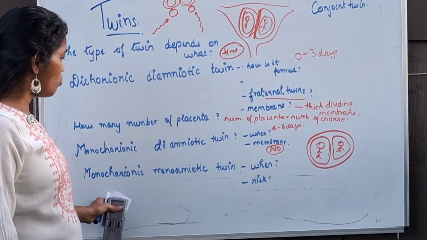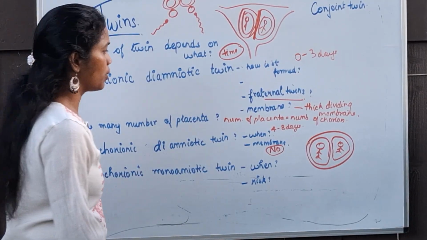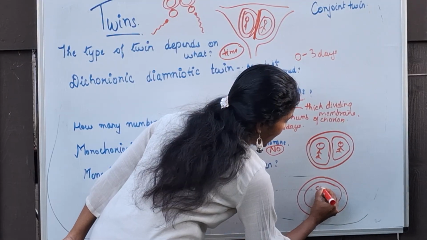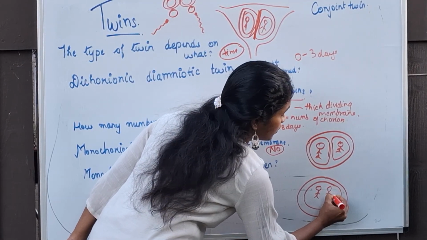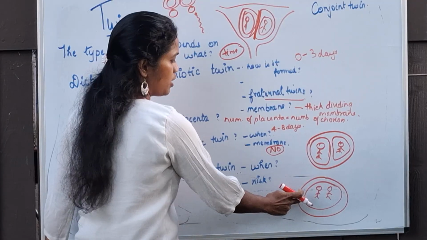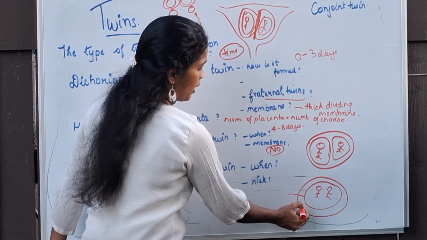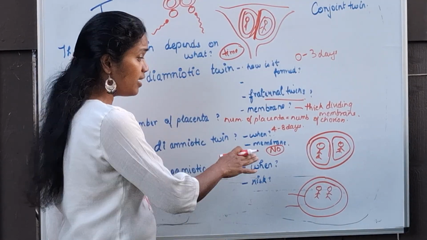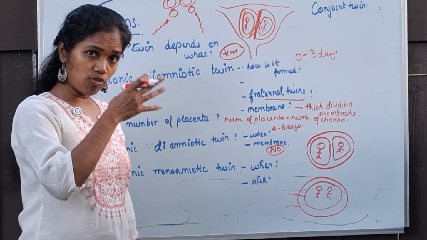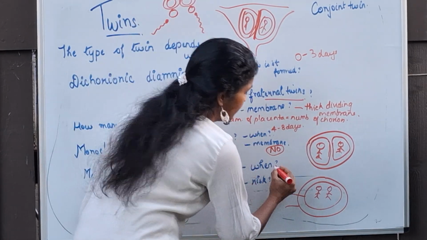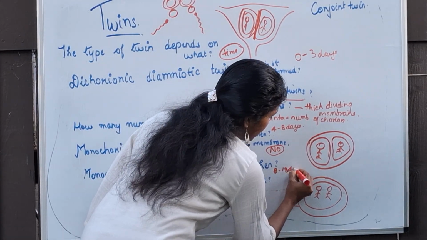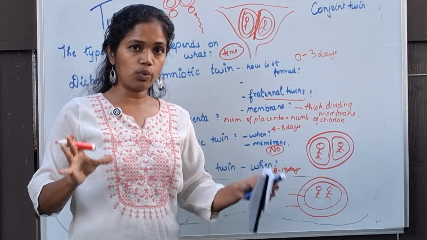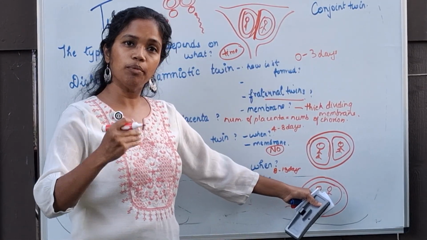What do you understand by monochorionic, monoamniotic twins? There will be a single chorion and a single amnion, and there will be two fetuses inside. If you see, there is one amnion and one chorion. So this is a monochorionic, monoamniotic twin. How is it formed? It forms much later, at 8 to 13 days post fertilization, when the splitting of the zygote happens. Then it results in a monochorionic, monoamniotic twin.